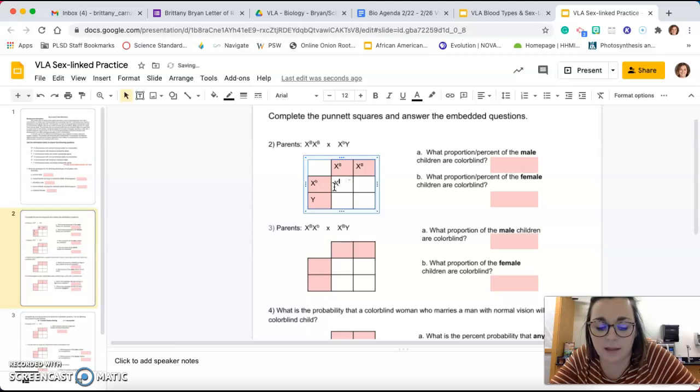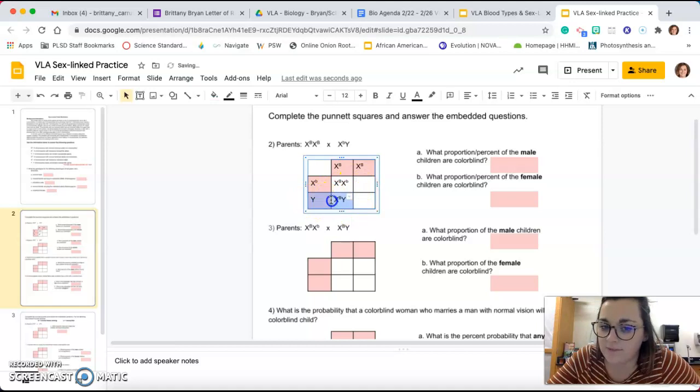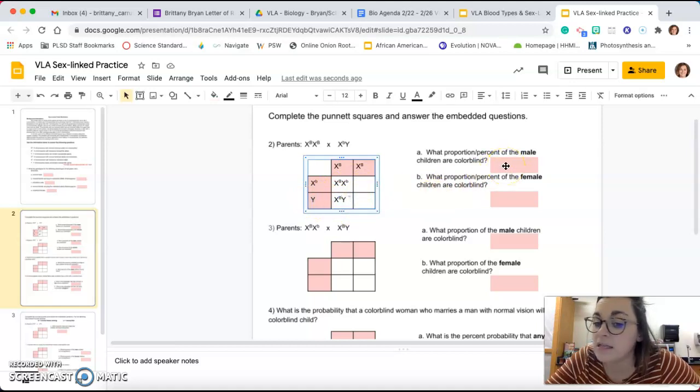X, capital B, X, lowercase b. And then here is going to be about the same. And then we write the X before the Y. So this one here is going to be X, capital B from the top, and then Y from the left here. And then what proportion of males are colorblind? You're going to do that out of 2 because 2 of our squares are going to be males.